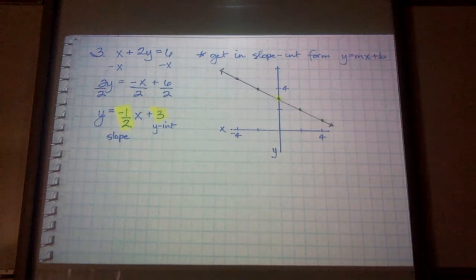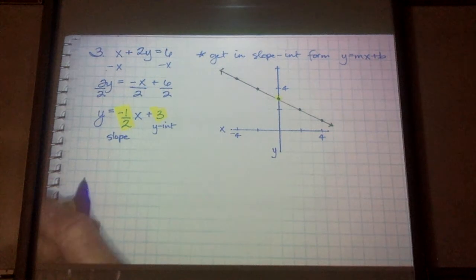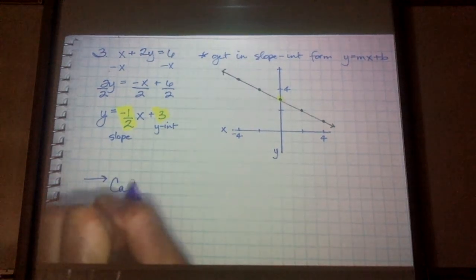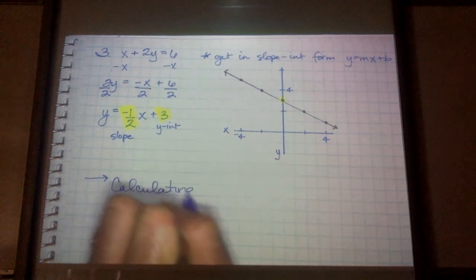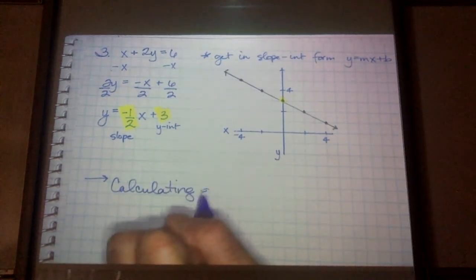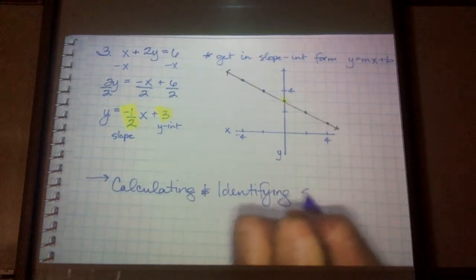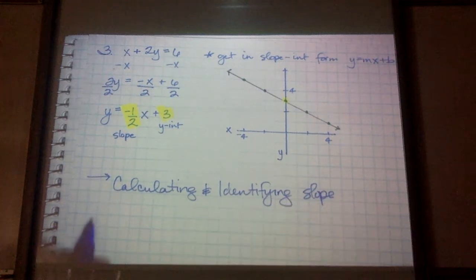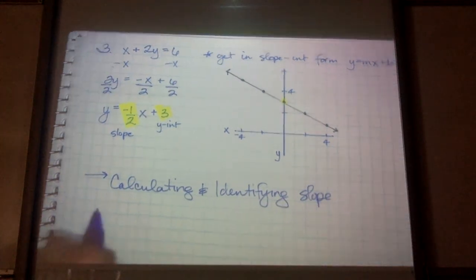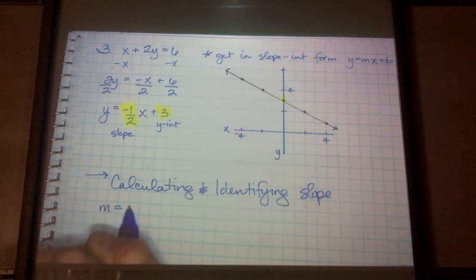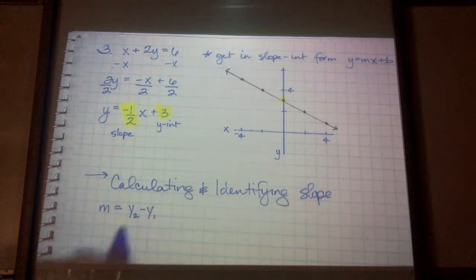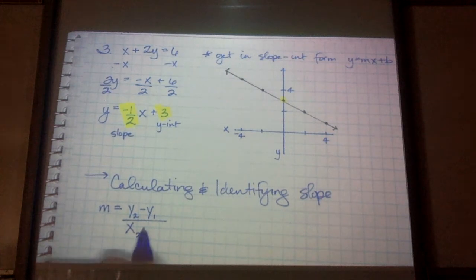All right, moving on. Again, there's other methods, and it goes over this in the book, but I'm just going to cover that one. All right, so the next part of our notes is calculating and identifying slope. So the first way we calculate it, how to find slope: m equals the change in y divided by the change in x.